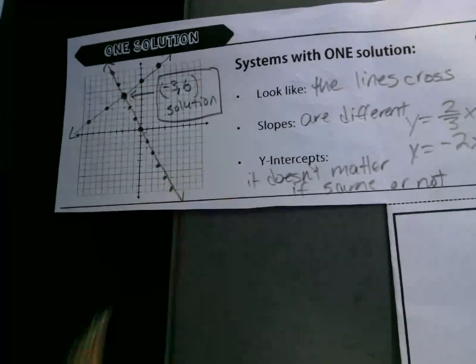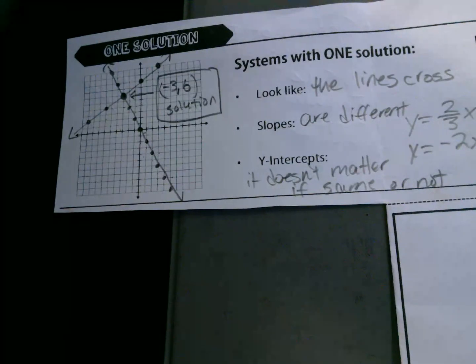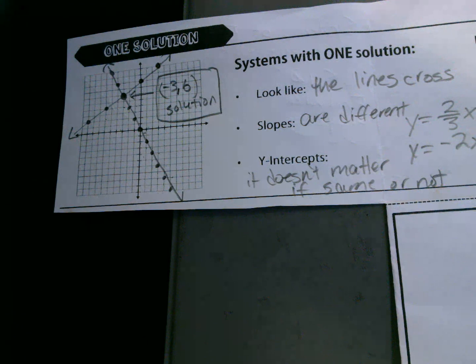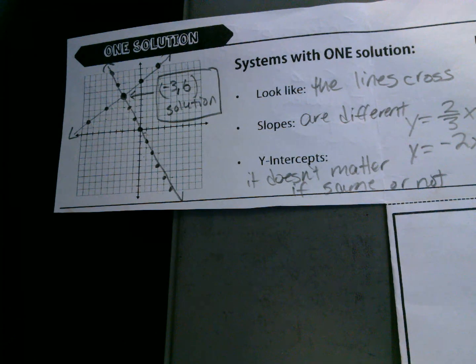They can be the same and still cross or not be the same. It doesn't matter. But definitely the slopes have to be different. If the slopes are the same, they would never cross each other. The slopes must be different. Pause for the cause.